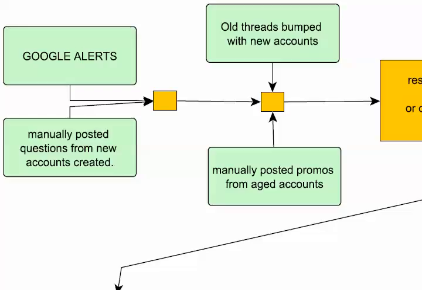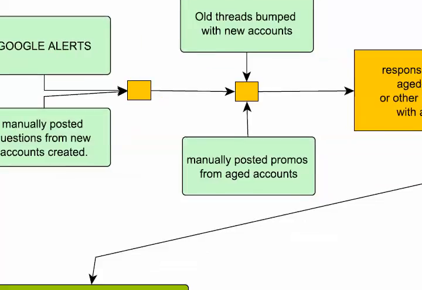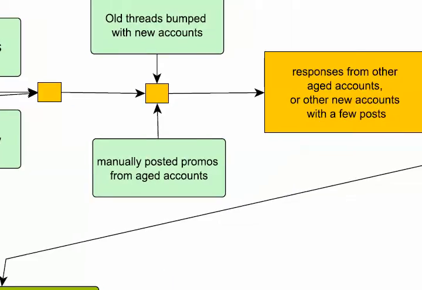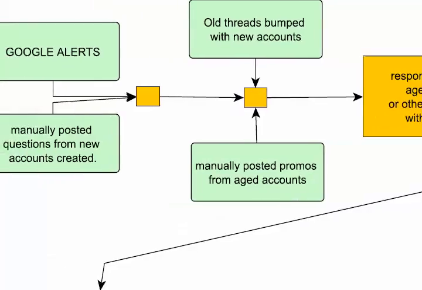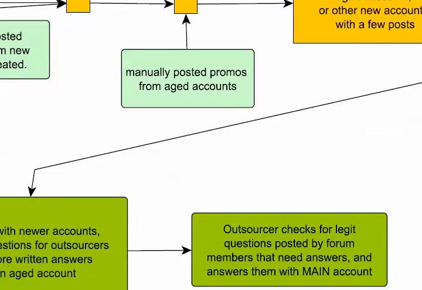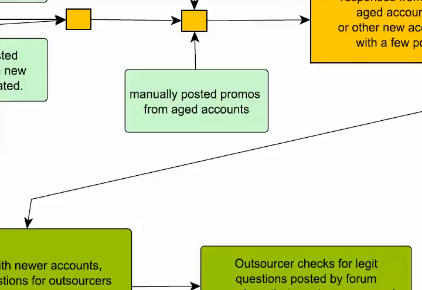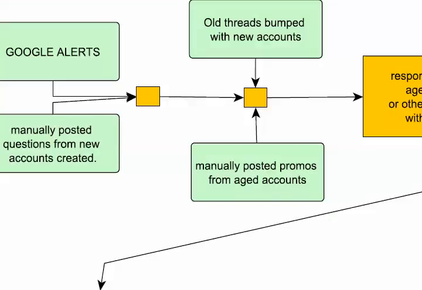So, but we're going to talk in other videos about generating your own third-party posts, using aged accounts that are actually promoting your stuff, or accounts that are more newbie type accounts that are simply asking questions that then you can jump in and answer, either with an aged account or with your main branded account. And we're going to get into all those details in other videos. But for now, I want you to get out there and set up your Google Alerts.